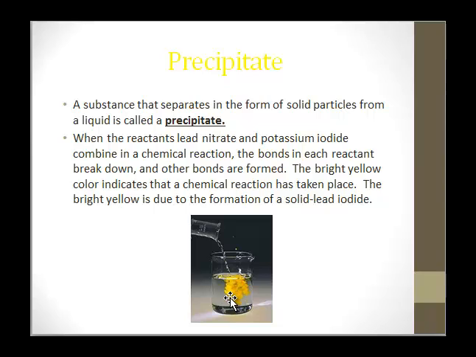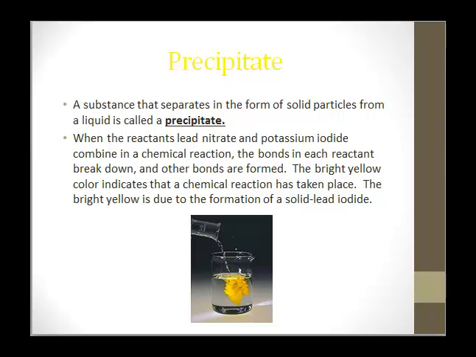The bright yellow color indicates that a chemical reaction has taken place. The bright yellow is due to the formation of solid lead iodide. So this substance in this beaker is not another liquid, but it actually forms a solid substance. That's why it's called a precipitate.